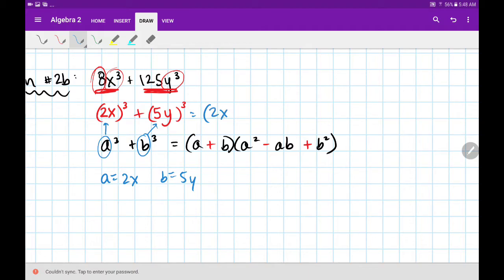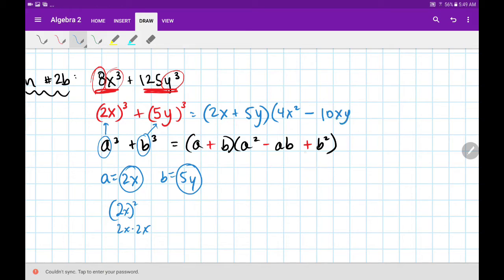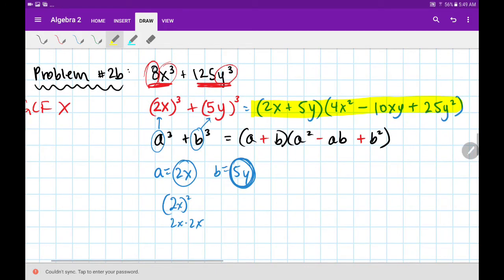Okay, so A plus B times, okay, now A squared, that's 2x squared, or 2x times 2x, 4x squared, minus, okay, A times B. So we're multiplying these guys together. 2x times 5y gives me 10xy. And then plus B squared. 5y times 5y gives me 25y squared. Since we didn't pull out a GCF in the beginning, this is our final answer. We don't have to worry about rewriting it. We're good to go.